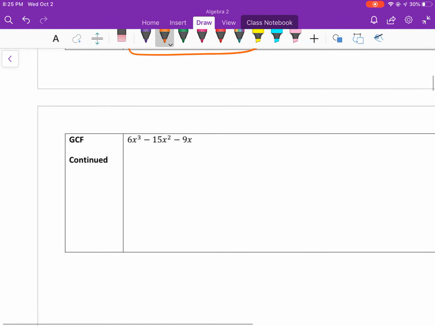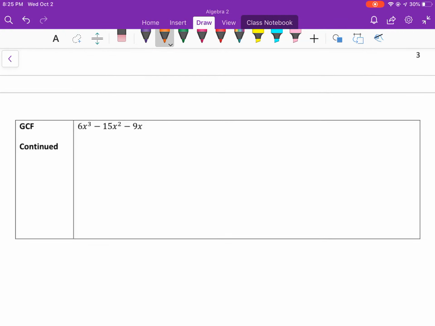Last one is just greatest common factor one more time. You can take out a 6. Oh wait, you can't take out a 6. Between 6, 15, and 9, they're all divisible by 3. And you can take out an x. So if I take out a 3x, that's going to leave me with 2x squared there. 3x from here is going to be minus 5x. And a 3x from here will be minus 3.